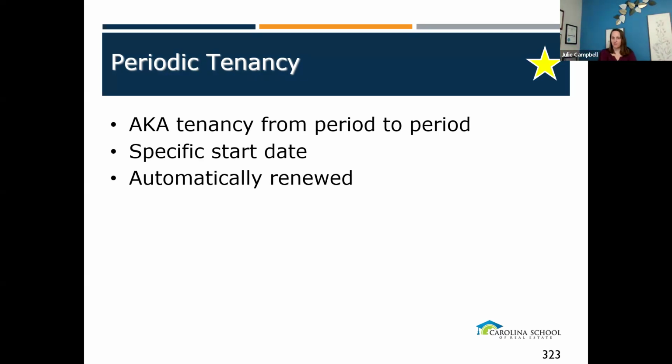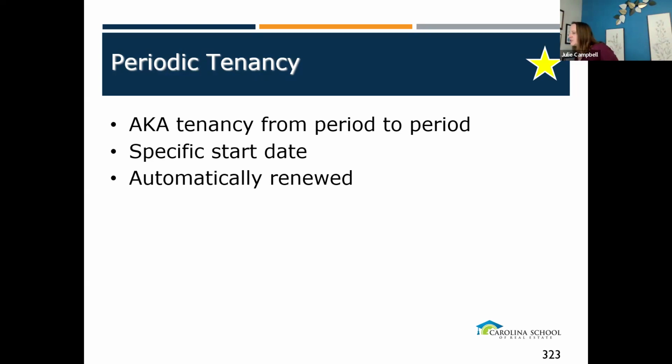Question comes in, is this a timeshare? No. What do we know about timeshares? 5, 5, 5, 10. The first two fives, at least 5 separate time periods over at least 5 years. Timeshare is an ownership. This is a lease.